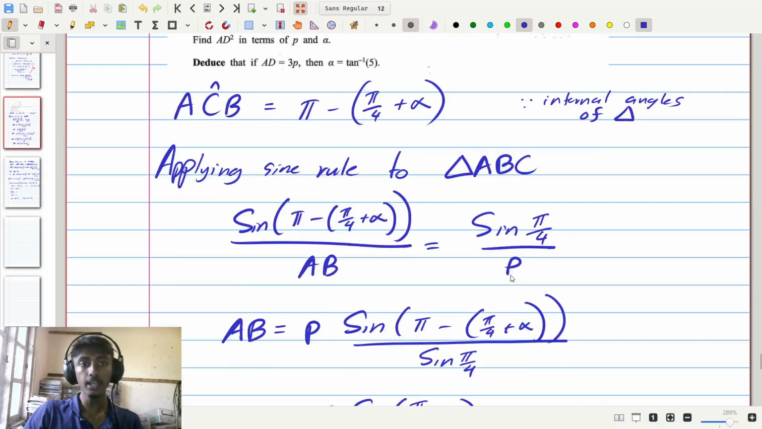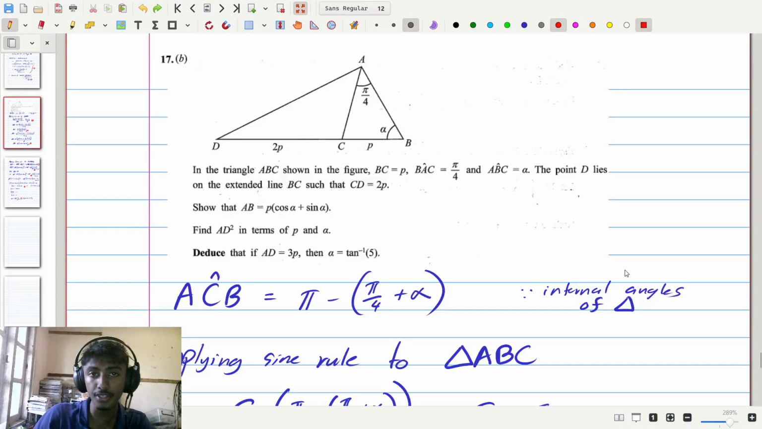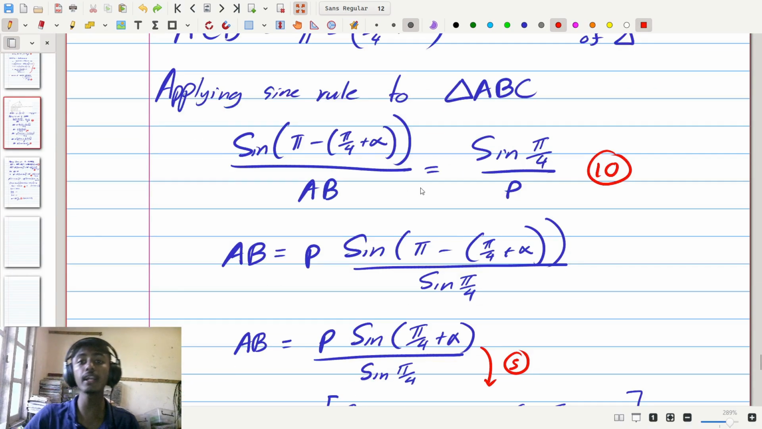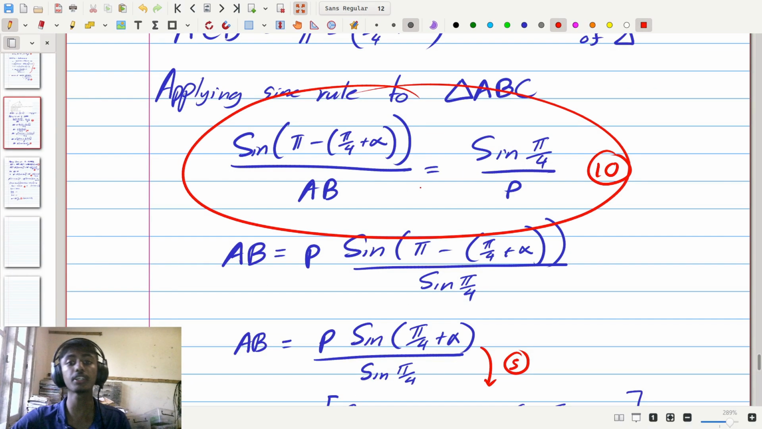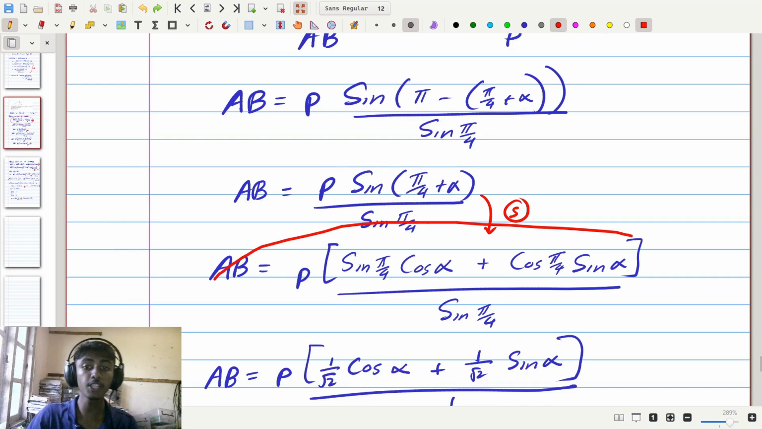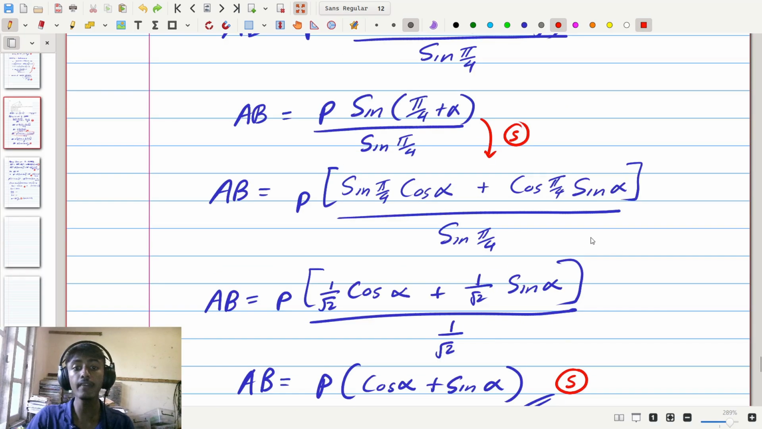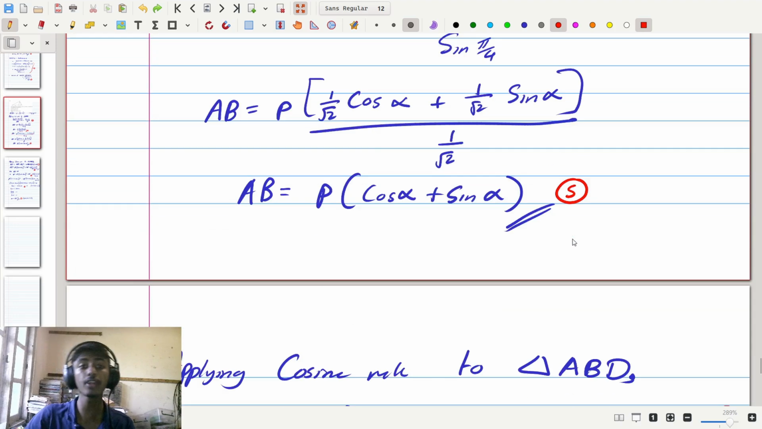Now finally, let's go up and discuss the marks awarded for this question. So at the start of the question, when you apply the sine rule to triangle ABC and you get the correct equation like this, that gets you 10 marks. After that, when you simplify down and you get sine of pi by 4 plus alpha and expand it using the identity of sine of a plus b, you get another 5 marks. And when you simplify down, cancel out everything else and get AB equal p times cosine of alpha plus sine of alpha, you get another 5 marks.